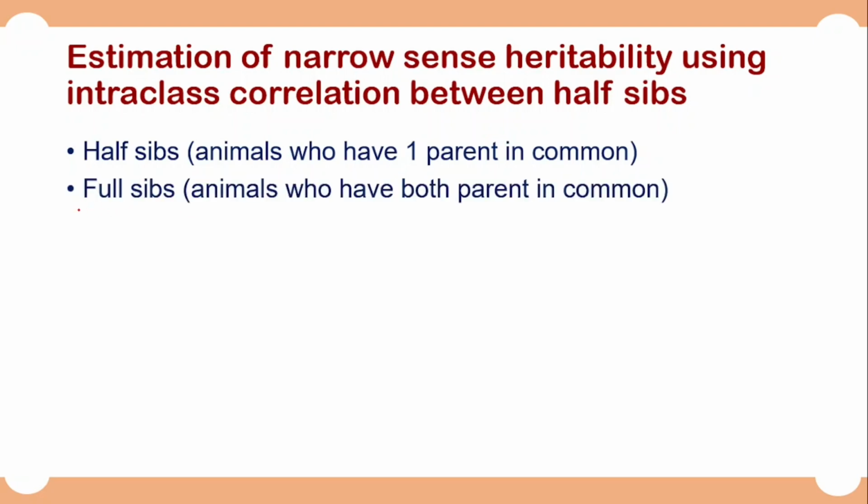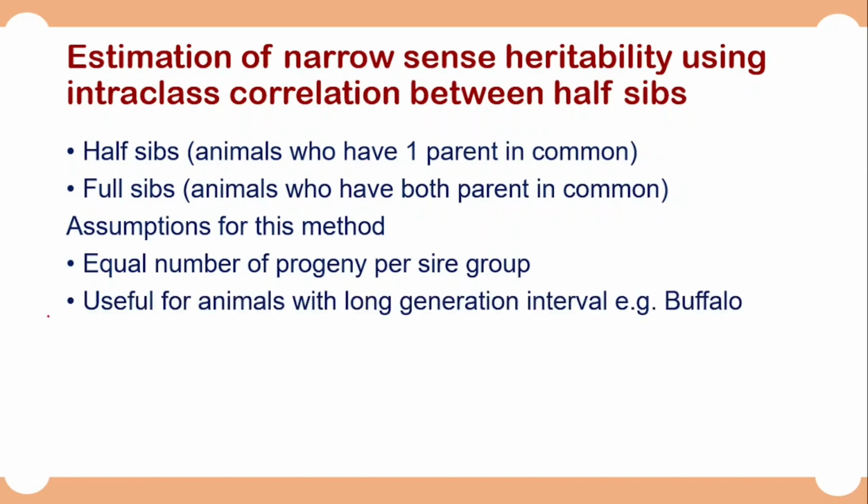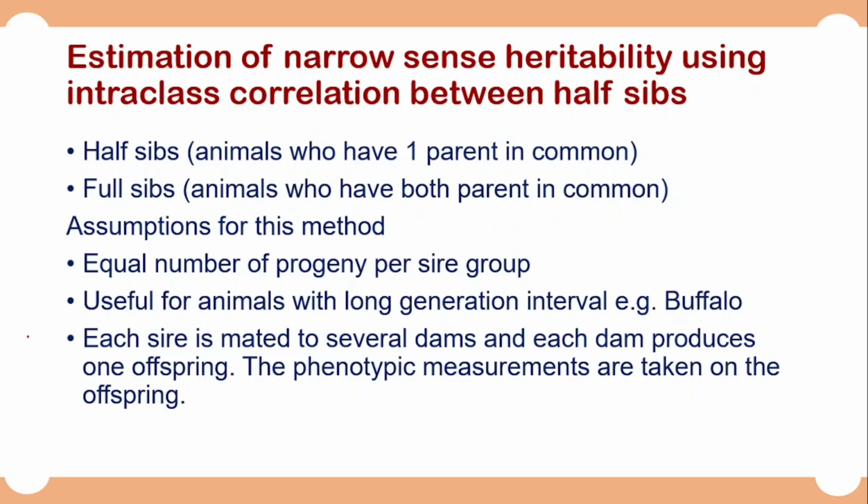Contrary to half Sibs, we have full Sibs, which are the animals with both parents in common. So now we will look at the assumptions for this method. This method can only be used if you have equal number of progeny per sire group, and this method can be useful for the animals with long generation interval like buffalo, cattle or camel, etc. And in this method each sire is mated to several dams and each dam produces one offspring.